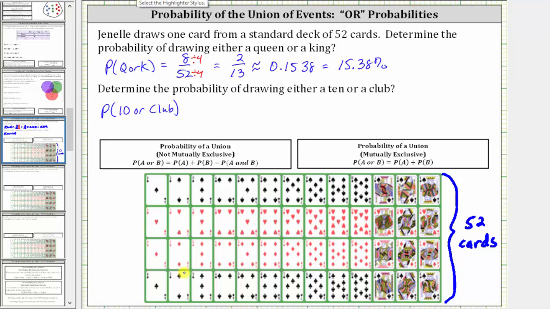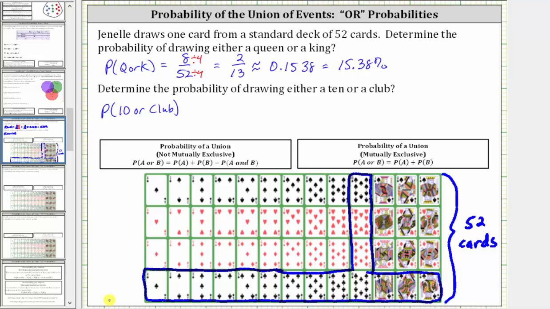So looking at the possible outcomes, here we have the clubs. And in this column we have the 10s. So these are all the favorable outcomes. We have 13 along the bottom, and then 14, 15, 16. There are 16 favorable outcomes out of a total of 52 outcomes, and therefore the probability of selecting a 10 or a club is 16 divided by 52, or 16 52nds.